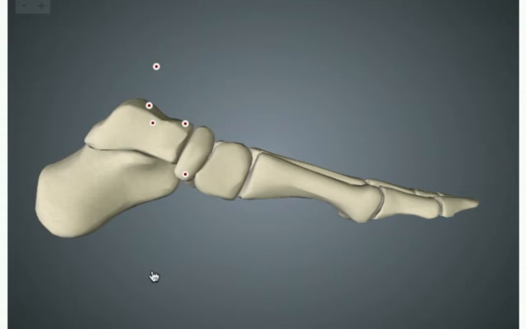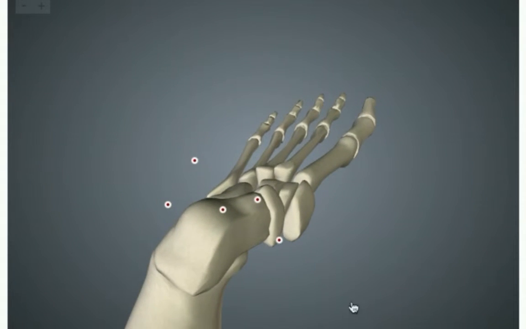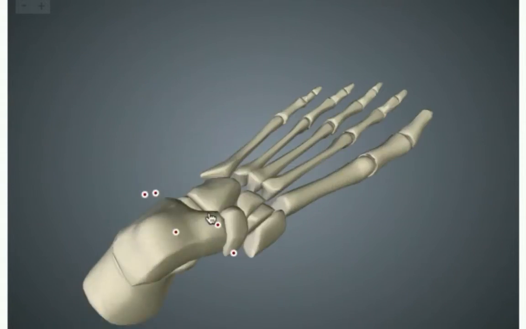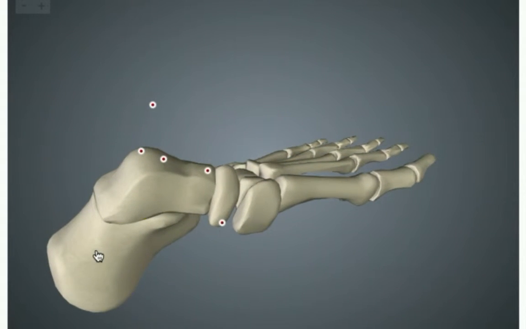All right, let's look at the regions of the foot. We're going to start with the hindfoot. So what 2 bones make up the hindfoot? Calcaneus and talus, yes. So we have our calcaneus right here. Oh, look, it labels. And then we're going to have our talus right there.